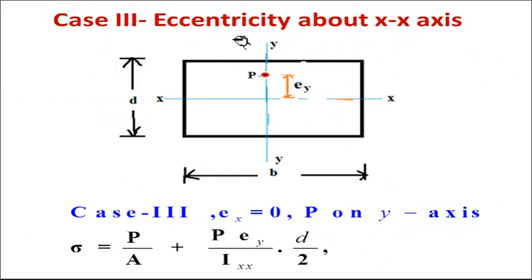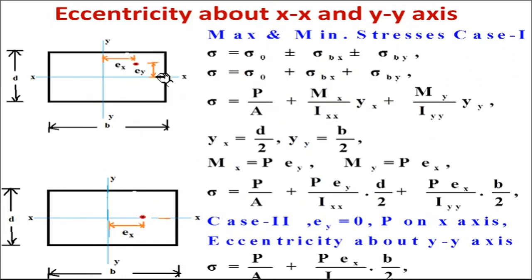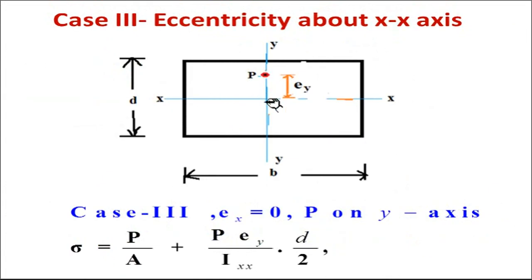Now case third, when the eccentricity is about the x-axis. See all the three cases. In the first case, I have shown both the eccentricities. In the second case, I have shown only Ex, with the load on the x-axis. And now in the third case, the load is on the y-axis. This is the y-axis, and the load is acting on y. So here I have shown Ey, but now Ex is 0, because the load is acting on the y-axis, so there is no eccentricity from this y-axis.